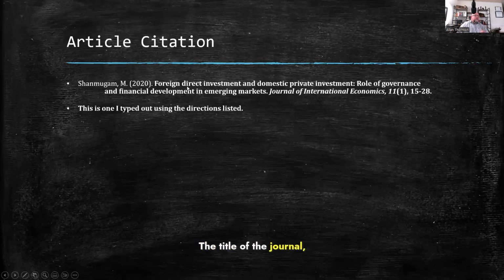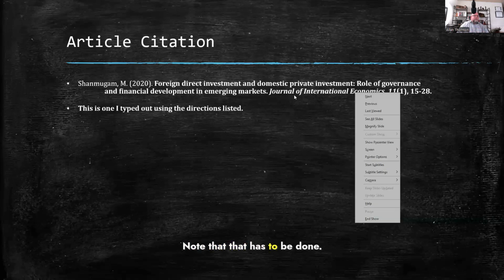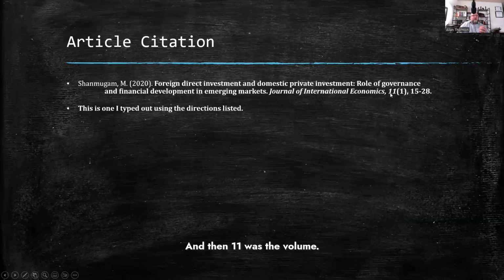The title of the article, Foreign Direct Investment and Domestic Private Investment. Notice the colon here. Capitalize the R, Role of Governance and Financial Development in Emerging Markets, in the period. And then the title of the journal, with the capitalization of the journal, International Journal of Economics here. Note that has to be done. And then 11 was the volume. The edition was 1. And that comma, and then pages 15 through 28.